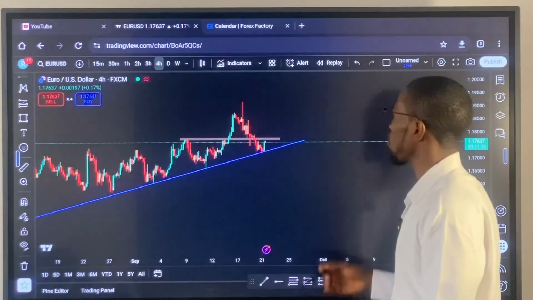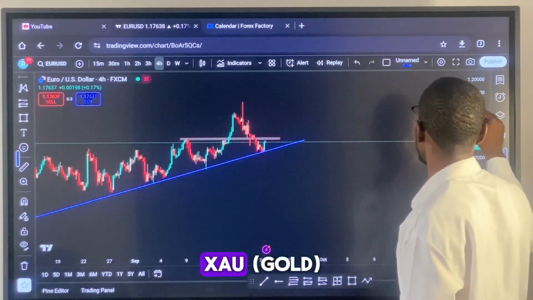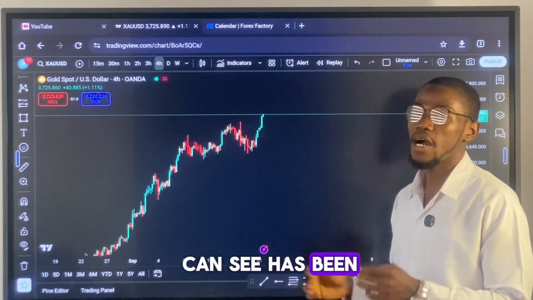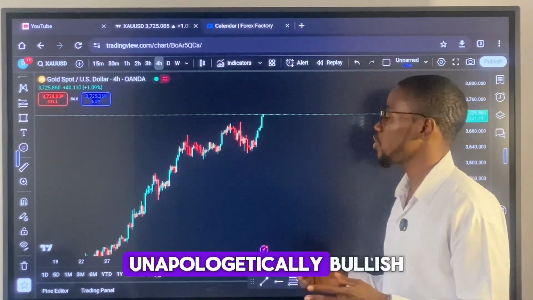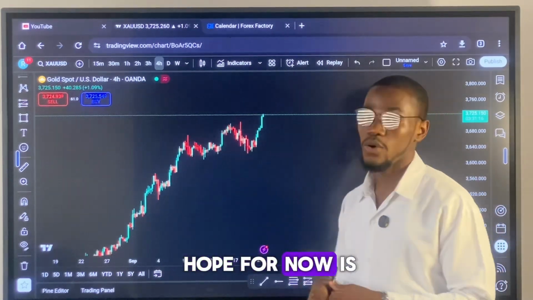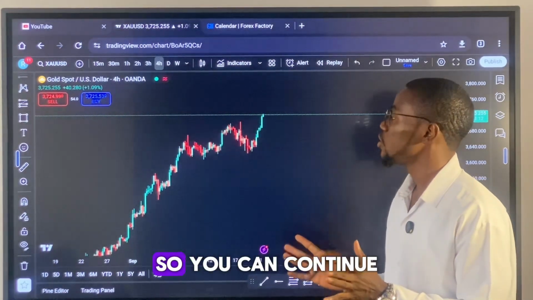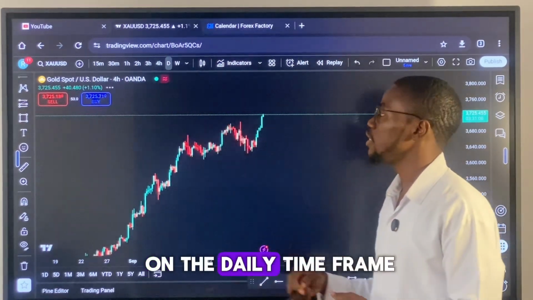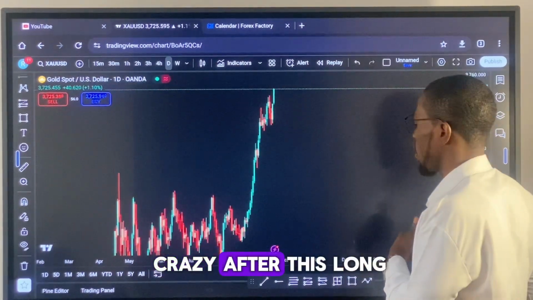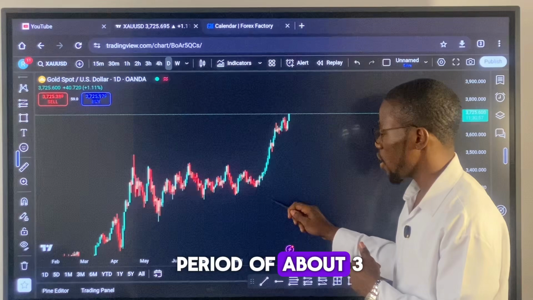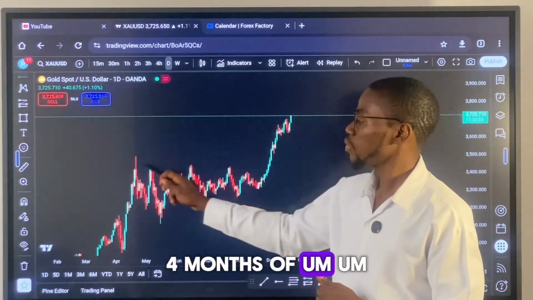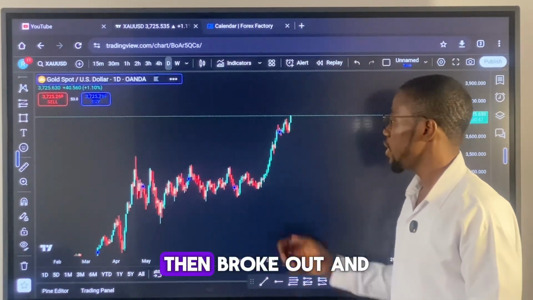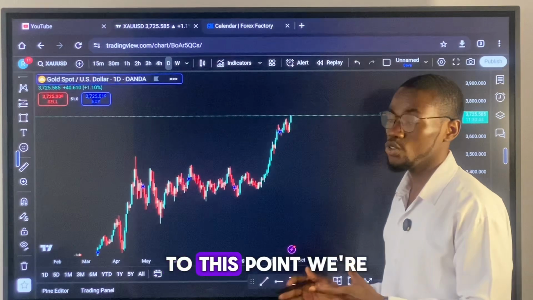All right. And next, we're going to be looking at gold, XAU USD. Gold currently, as you can see, has been unapologetically bullish. The best you can hope for now is to just get a very perfect entry so you can continue with the buys. But gold is straight off to the moon. As you can see on the daily time frame, the move has been crazy. After a long period of about 3 to 4 months of ranging, the market broke out and aggressively started buying. To this point, we're still buying.